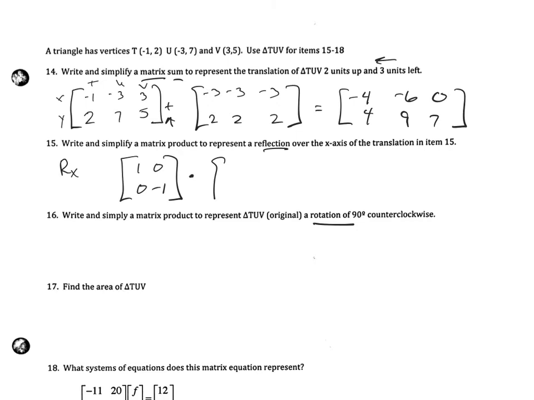We're going to multiply this by the original triangle, the one that we translated, sorry, to represent a reflection over the x-axis of the translation. So we want the result of number 14.